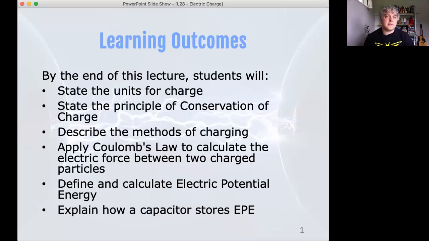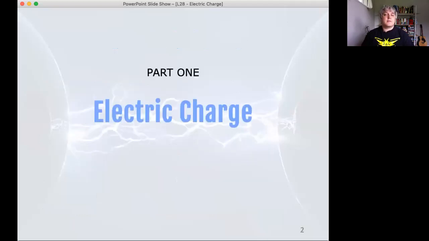The contents of this lesson are very useful on their own, but they're also critical for understanding the next lesson. The next lesson, we're going to talk about the flow of charges, which is more commonly known as a circuit. So you really need to get to grips with this lesson in order to prepare for the next lesson. First of all, electric charge.